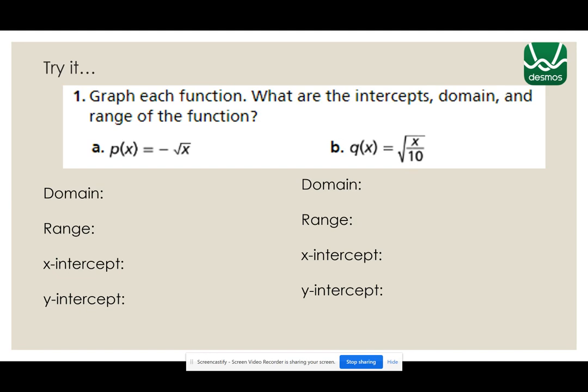Okay, so this is a try it. What I recommend doing is using the Desmos app so that you could graph both of these and tell me the domain, the range, the x-intercept, and the y-intercept. So remember, the website is desmos.com/calculator. Okay, go ahead and give them a shot and then come back and check your answers.